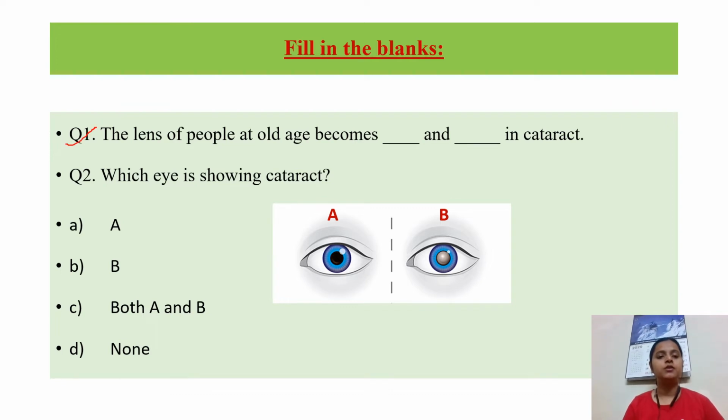Question 1: the lens of people at old age becomes cloudy and milky in cataract. Which eye is showing cataract? Eye A and eye B. So in which image can you see the cataract? Options are A, B, both A and B, and none. Yes, in the second image we can see the eye with a cataract. So the second option is the right option, option B.